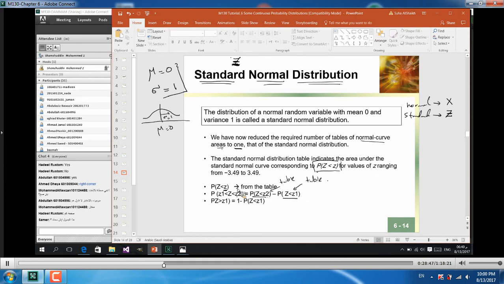They will give you like 4 lines of the table so that you can get the result that you need. Now, the probability of Z greater than Z1 is 1 minus probability of Z less than Z1. And this I can find from the table. Greater than I can't find in the table, so we need to make it as 1 minus probability of Z less than Z1.